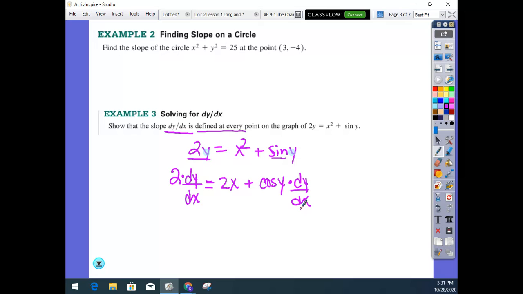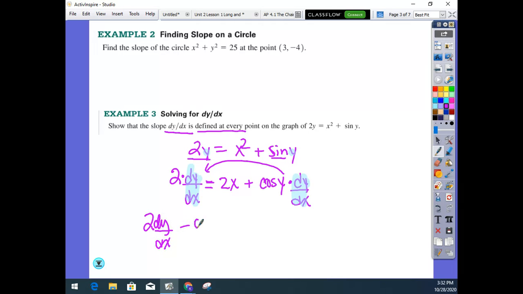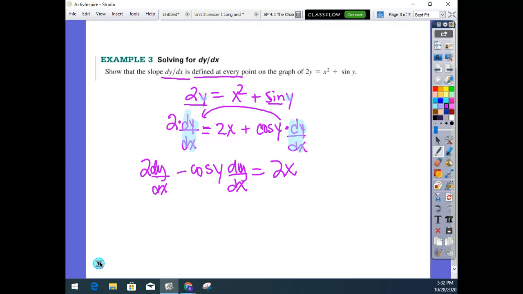Now, this is the first problem. We have 2 dy dx's in the same equation. So our goal is move all the terms that contain dy dx on the same side. So I need to move this to the left side, so I'm going to subtract it to move it over to the other side. So our goal is anything that has dy dx needs to be on one side. Everything that doesn't goes on the other side.